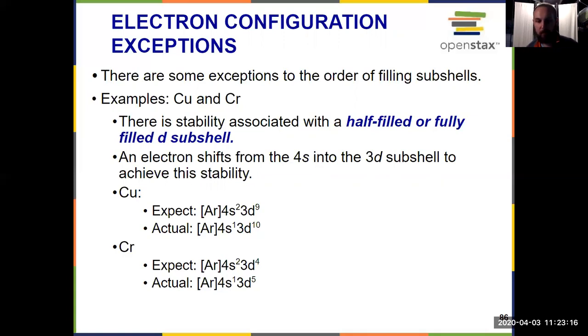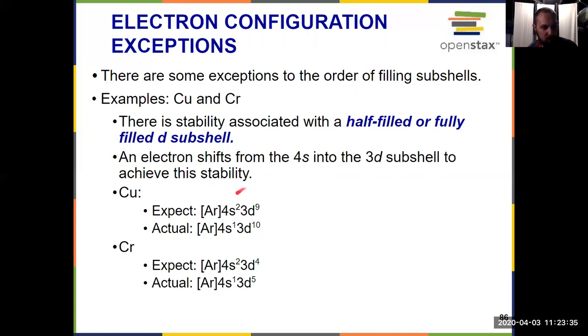For example, if we didn't know any better, for copper we would expect it to be argon, looking at an abbreviated electron configuration here, 4s2 3d9. But notice the s is 100% filled because s can only hold 2, but d9, that's not great.